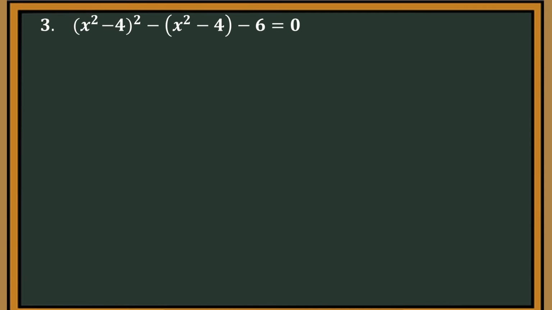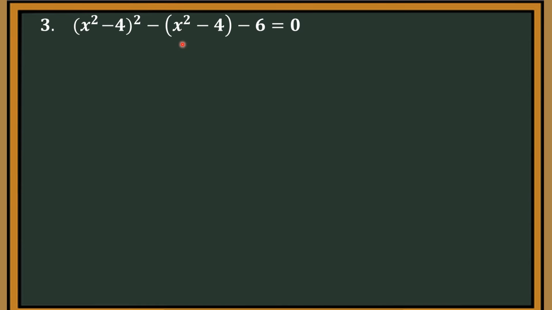Number 3, the quantity of x squared minus 4 quantity squared minus the quantity of x squared minus 4 quantity minus 6 is equal to 0. Ang goal natin, to transform this to quadratic equation. So, papaano? Look at the grouping symbol. Yung naka-group natin, mapapansin nyo, they are the same.